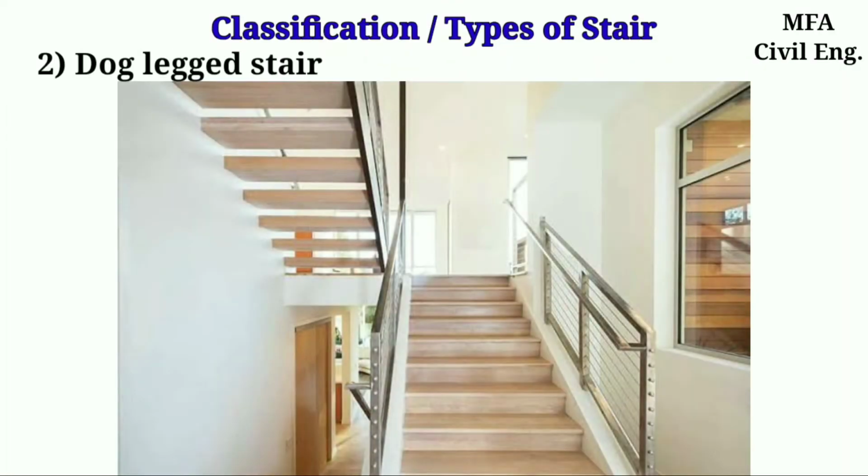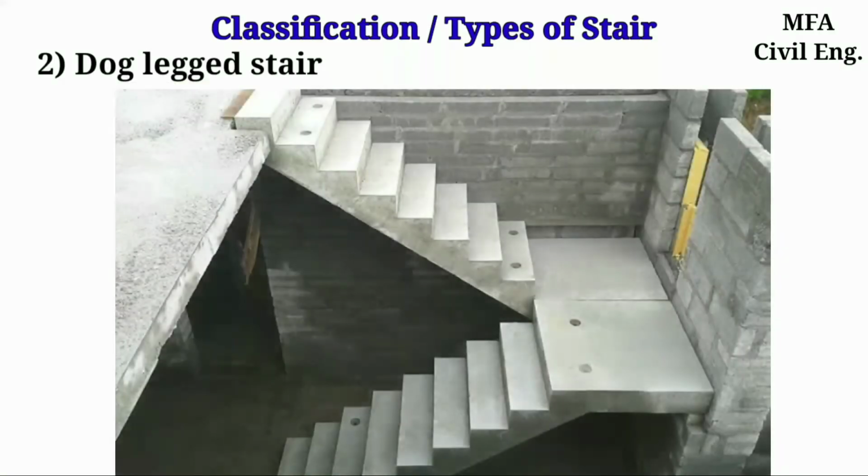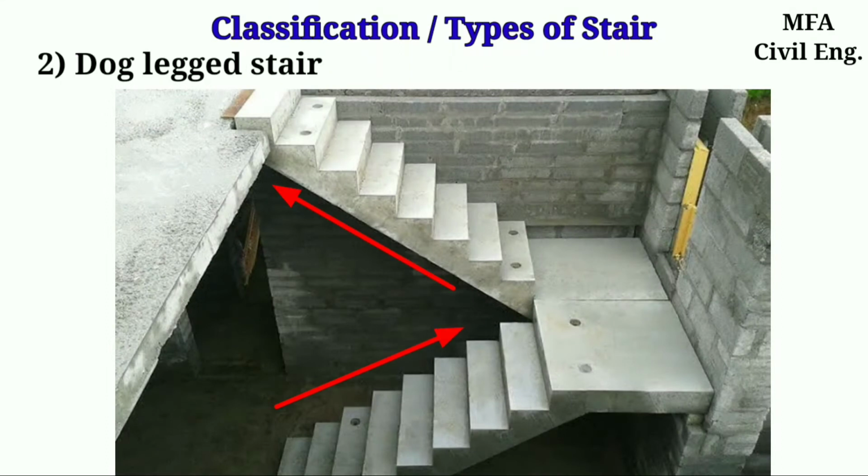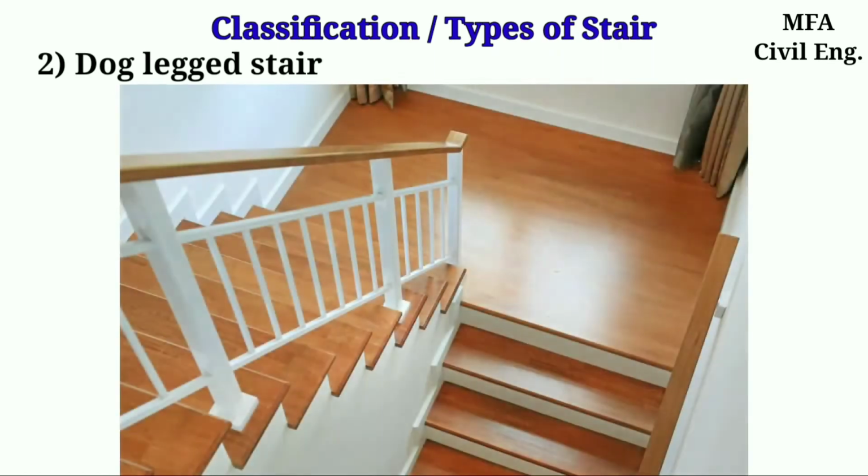In the case of a dog-legged stair, it consists of two straight flights of steps with a direct turn between them. It is very useful where the total width of the staircase is just twice the width of the steps.